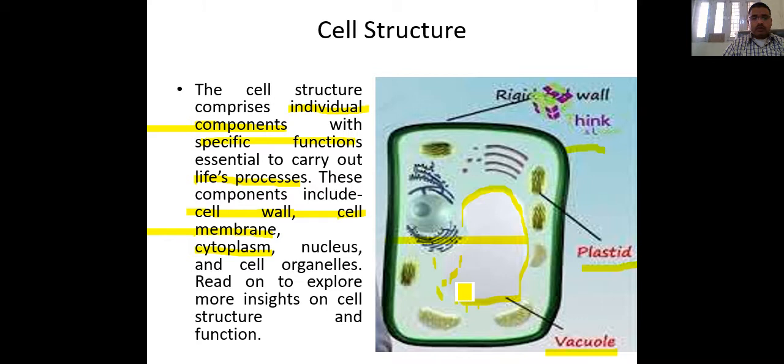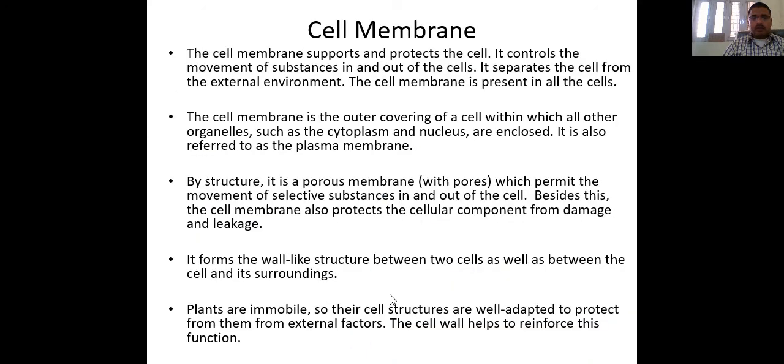In the case of prokaryotes, it is available in the nucleoid. Cell organelles are the different things which you can see here; all these things are cell organelles. And to explore more insight on the cell structure and function, we will have a discussion. Now, the first part is called the plasma membrane. The plasma membrane is also known as the cell membrane.